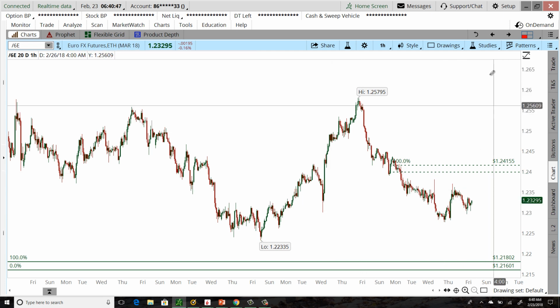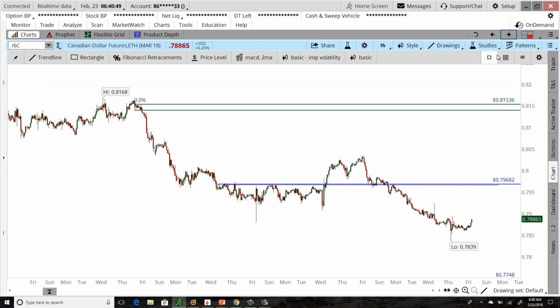But right now, we're just kind of in between two areas. And in the great words of Frozen, let it go, let it go.